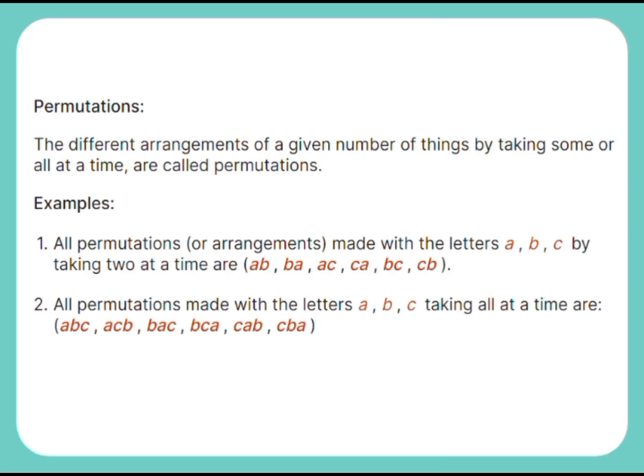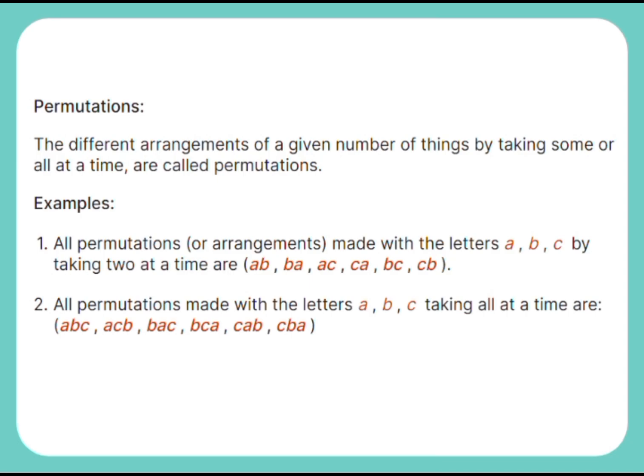For example, we have the letters A, B and C. We are taking 2 at a time here. So there are AB as one arrangement, BA as another, AC as one more arrangement, CA, BC and CB. So here we have 6 arrangements. How do we get these arrangements? We are taking 2 at a time here. Next, I'll explain this in forthcoming slides.